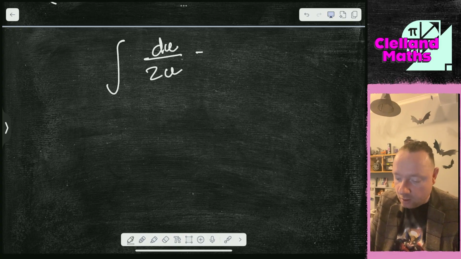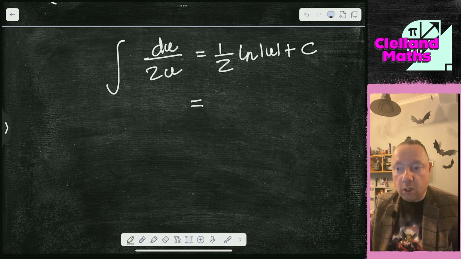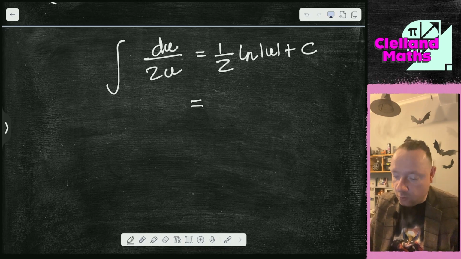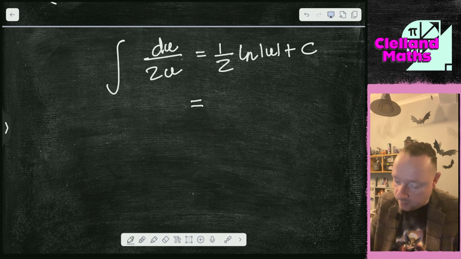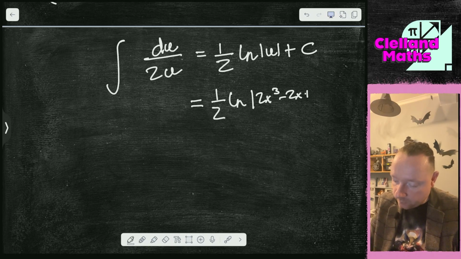Start of exam paper, 1 over u is log u. So that's a half of log u plus c. But u, remember, was our original thing of 2x cubed minus 2x plus 1. So that's a half log 2x cubed minus 2x add 1 plus c. And we're done there.